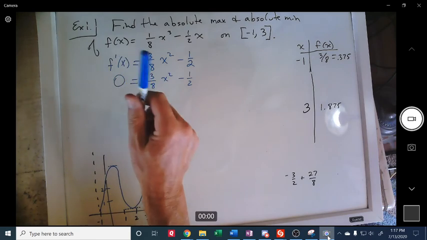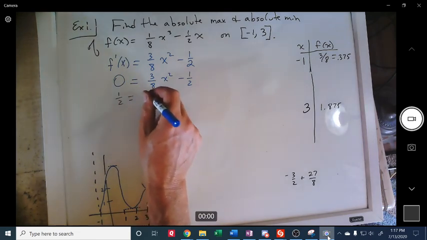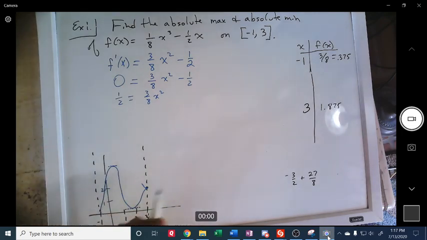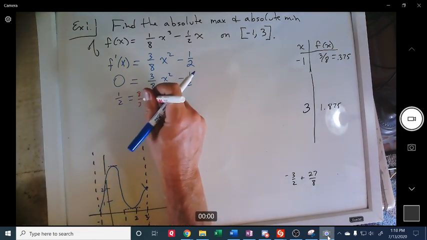So I'm going to add 1/2 to both sides. I'm going to multiply both sides by 3/8, or by 8/3.